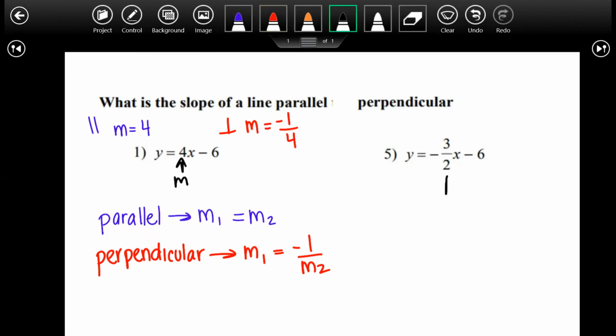In problem number 5, our slope is negative 3 over 2. Its parallel slope would be m is equal to negative 3 over 2. That doesn't change. For its perpendicular slope, the slope would be its opposite. So the opposite of negative would be positive. And then the reciprocal of 3 over 2 would just be 2 over 3. Done. Easy point to get on your test. Being able to just flip the opposite, or it's the same. So we don't have to worry about the same.